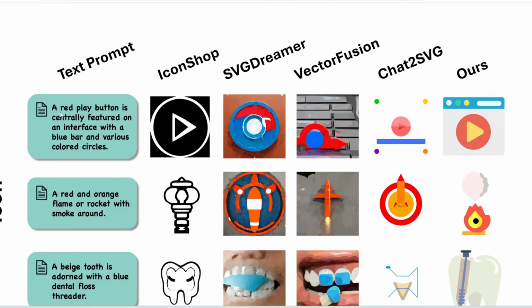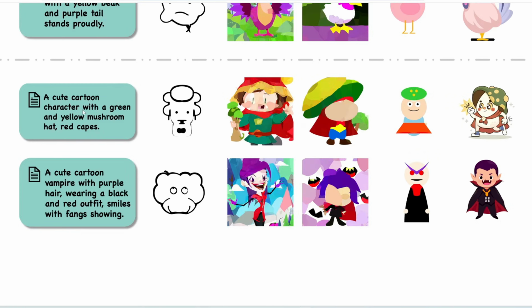So here the prompt is: a red play button is centrally featured on an interface with a blue bar and various colored circles. Note that it's the only one that was able to follow the prompt correctly. Or here's a cute cartoon character with a green and yellow mushroom hat, red capes, and indeed this is what we get. I can't believe this is a vector, by the way. This is super detailed and almost like a drawing.